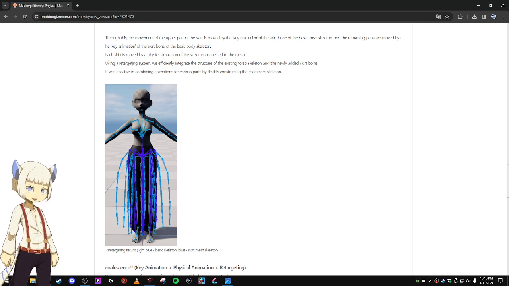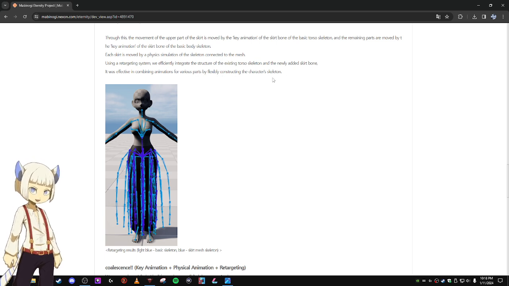Using a retargeting system, we efficiently integrate the structure of the existing torso skeleton and the newly added skirt bone. It was effective in combining animations for various parts by flexibly constructing the character's skeleton.